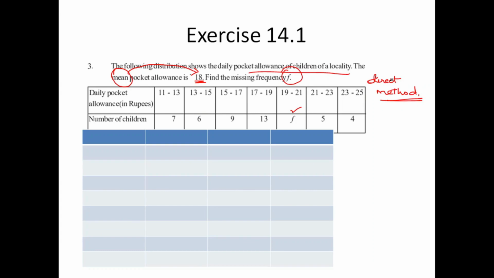Okay, so let's see how I do that. So this is your daily pocket allowances. So that's your x of i. The next is your f of i. That is your number of children. Number of what children?